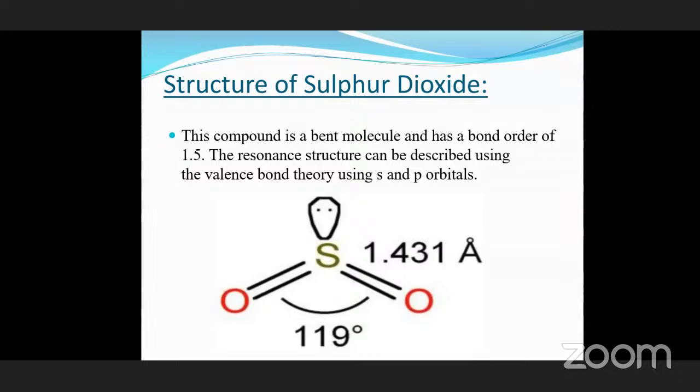In between this oxygen and this oxygen, the bond angle is 119 degrees. In between the sulfur and the oxygen, the bond length is 1.431 angstroms. Okay, so this is the brief discussion about sulfur dioxide.